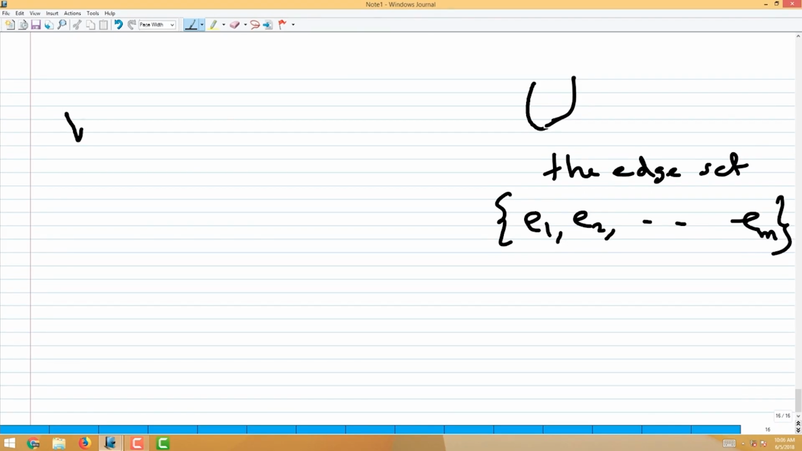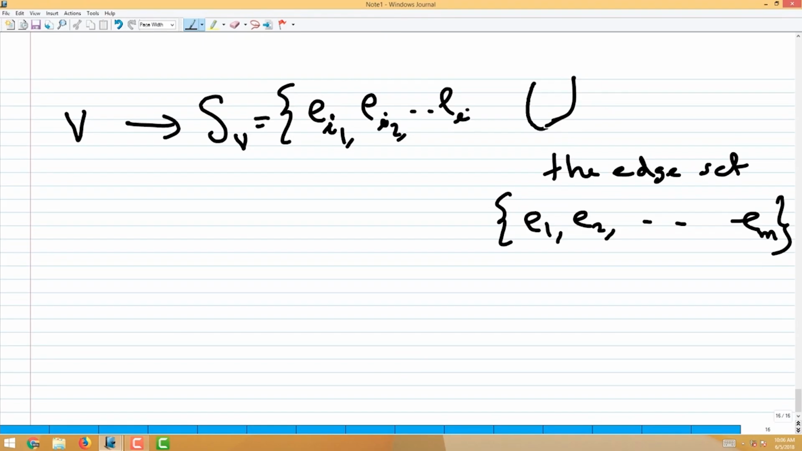And then for each vertex V, you can assign a set SV, namely E_i1, E_i2, up to E_ik, where these are the edges incident on vertex V, I mean those edges which V sees. Now can you see that with this family of sets, if you take the intersection graph, you get back the original graph from where we started? Do you understand what I am telling?